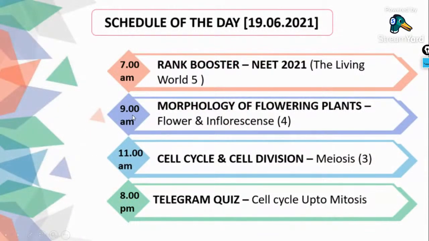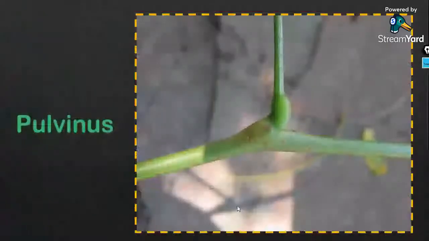So this was the schedule. At 2:15 p.m. you will have the morphology class, and one more schedule is remaining. That is at 8 p.m. You will have the Telegram quiz, cell cycle and cell division up to mitosis.